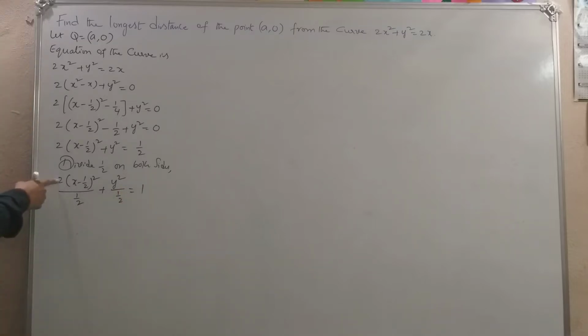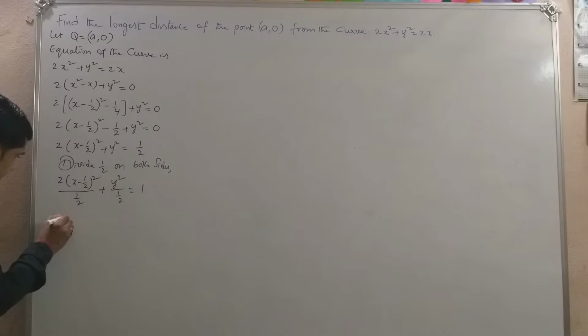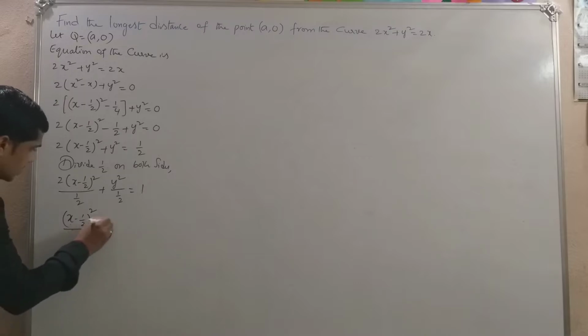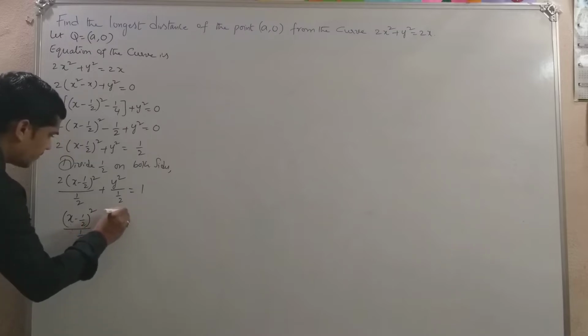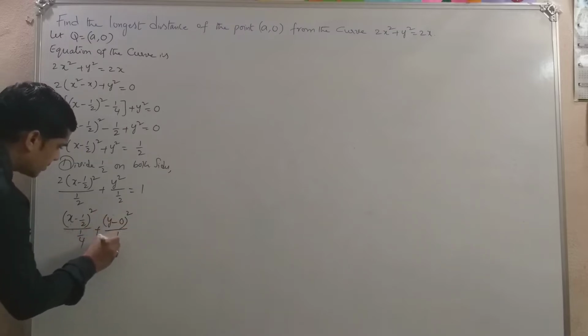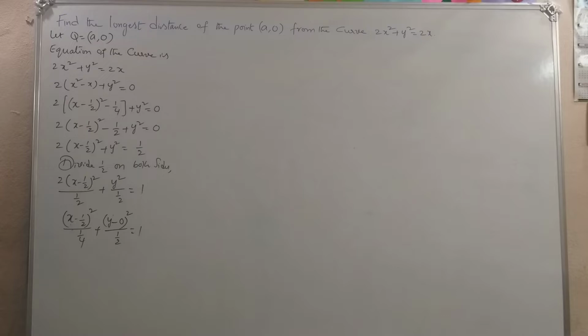Now 2 I can send to the denominator, then it will become (x − 1/2)² by 1/4 plus y², which can be written as (y − 0)², by 1/2 is equal to 1. Now it is in the form of (x − h)²/a² + (y − k)²/b² = 1, which represents the equation of an ellipse.